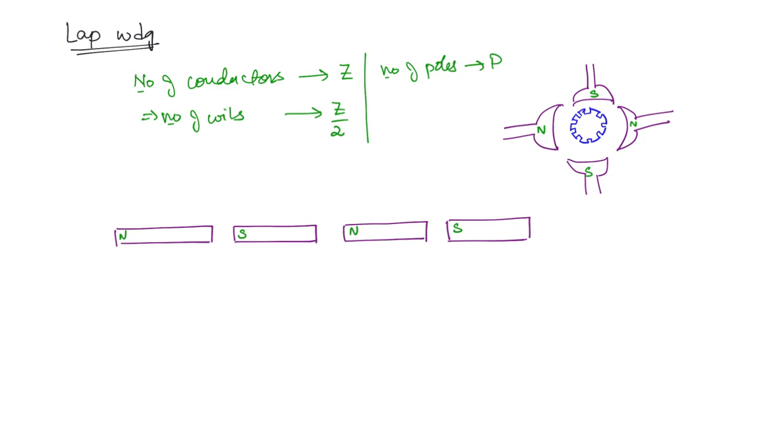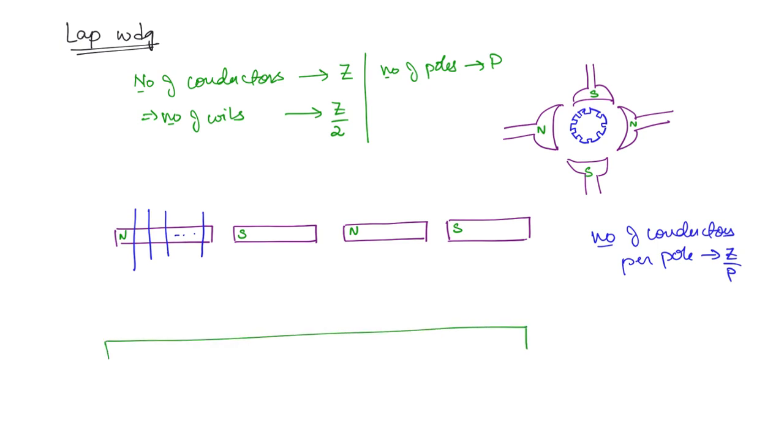Then the number of conductors under each of these poles. If this is one pole, then how many conductors are present under it? That is the total number of conductors divided by the number of poles. So the number of conductors per pole is going to be Z by P. Let us say this is one conductor, 2, 3 and so on till Z by P. And next we have the commutator segment. This is also usually in a round shape, so this will be the commutator.